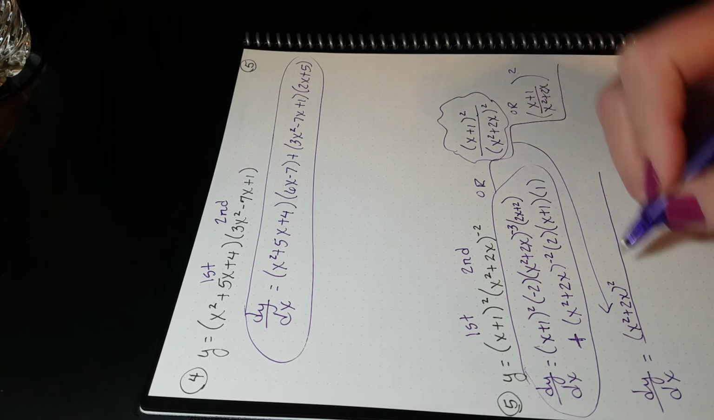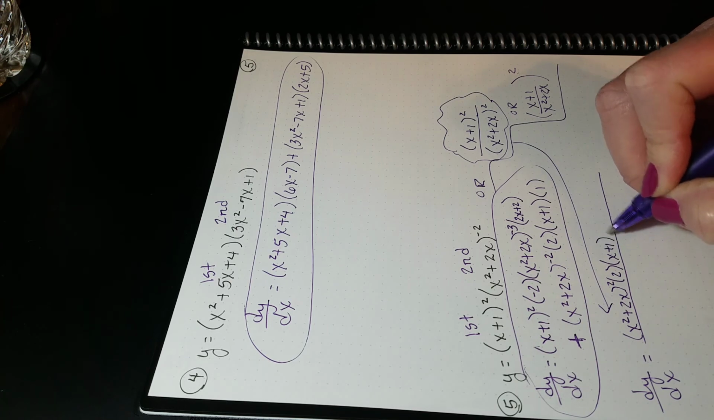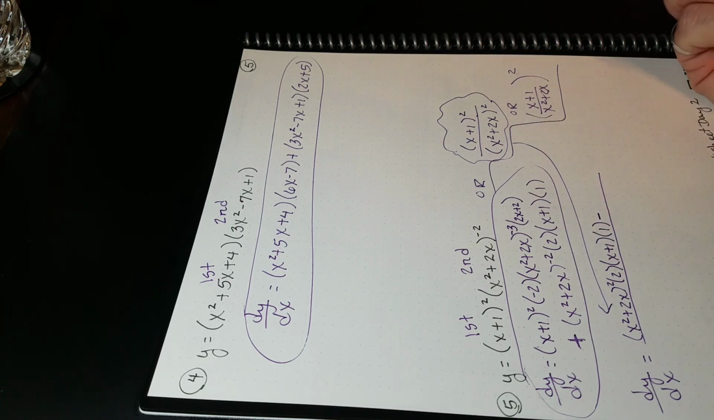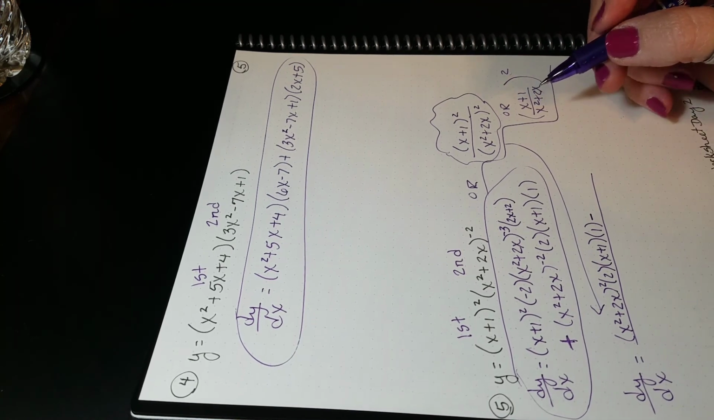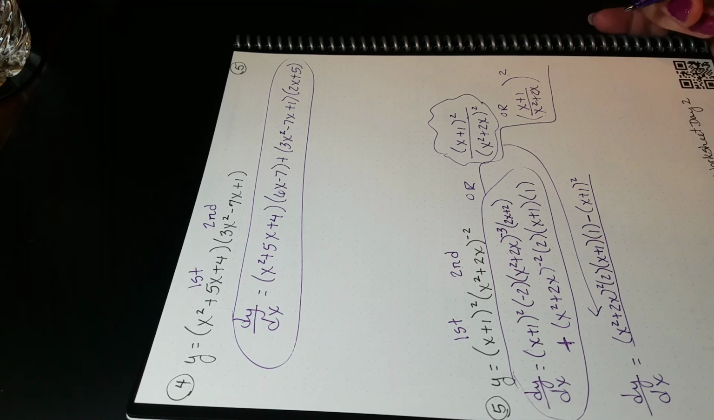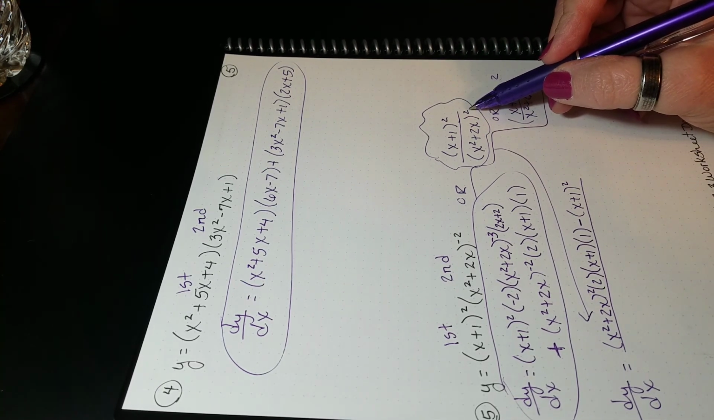So I'm taking the derivative of the top: bring the 2, x plus 1 to the first power times the derivative of x plus 1, which is 1, minus, because there's always a minus sign in the quotient rule, the top, x plus 1 quantity squared, times the derivative of the bottom. Now, when you take the derivative of the bottom, it doesn't matter that this is on the bottom. You just go with what it is.